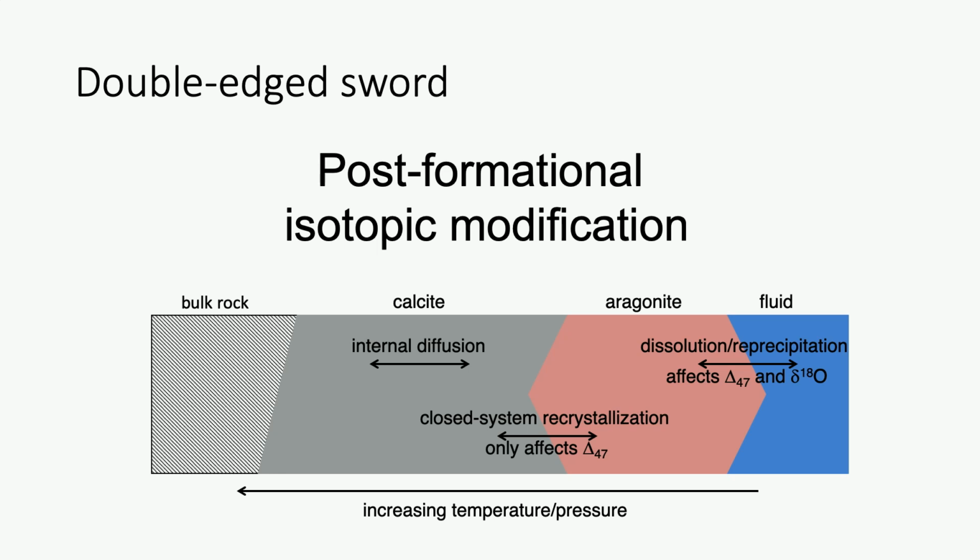Diffusion internally and movement of O around will also screw up the clumped isotopes in a single crystal, or it can, but it won't mess up the δ18O. Open system will do both. And so there are differences in these systems.